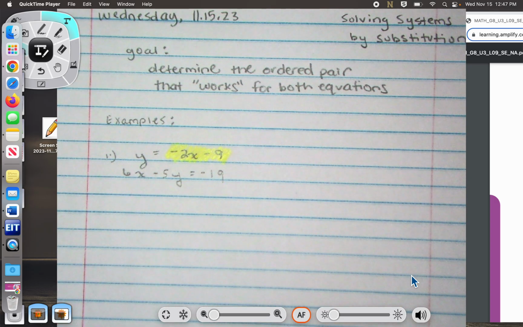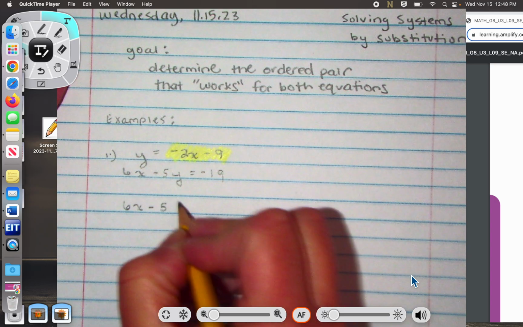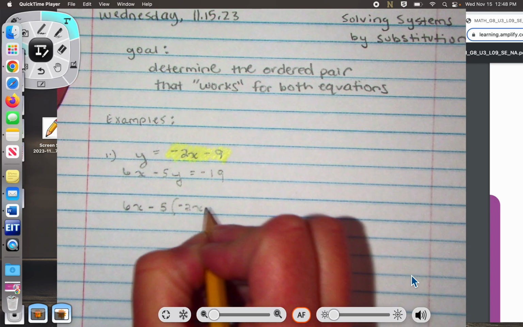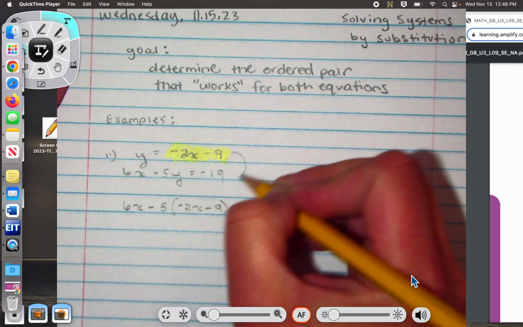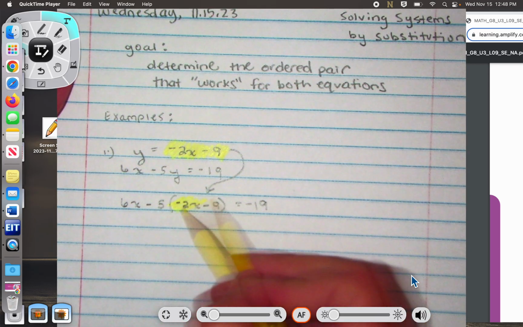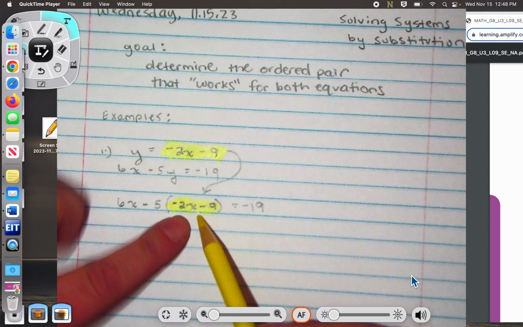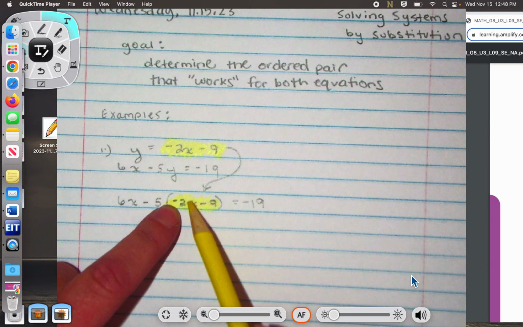So I want everybody to put your pencils down, look, listen, learn. Because this is kind of, everyone's like, oh yeah, that's easy. And then they look down and look up and they're like, I don't know what you did. Okay? So we're going to take this: 6x minus 5 times the quantity negative 2x minus 9 equals negative 19. I put this expression where y was. Because I know that that's what y equals. So I took this expression and I put it in this equation exactly where y was. Go ahead and do that now.